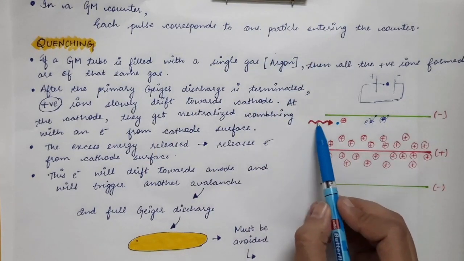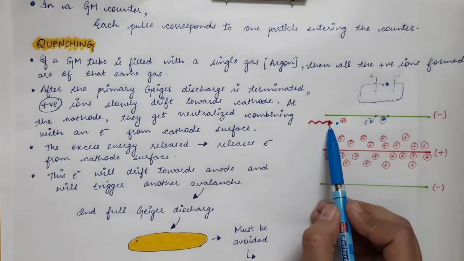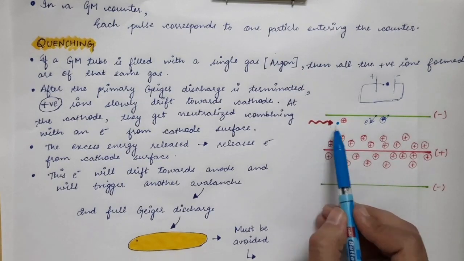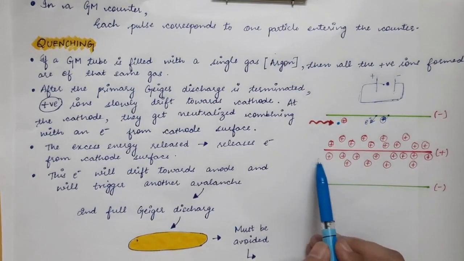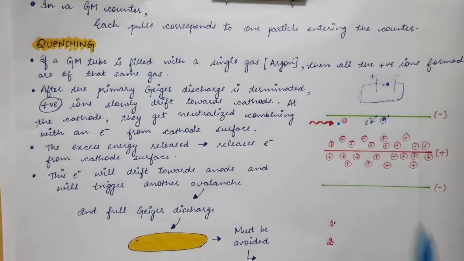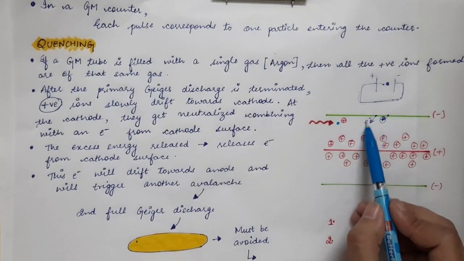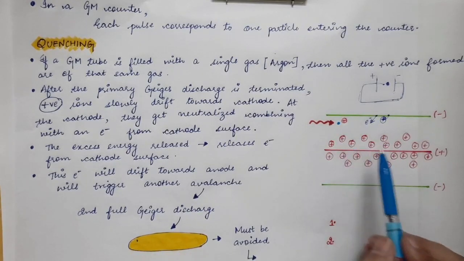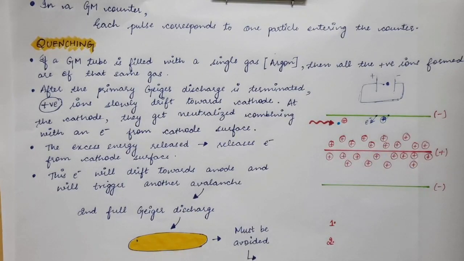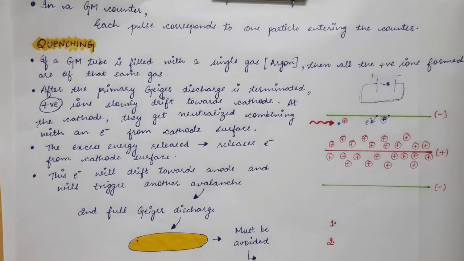So the particle that has entered is just a single one. When this particle enters, Geiger discharge occurs and you get a single pulse. But if some electrons are released from the cathode, these electrons will again cause Geiger discharge and you will get a pulse, and that pulse is a false pulse. So you will start getting multiple pulses. So these must be avoided.